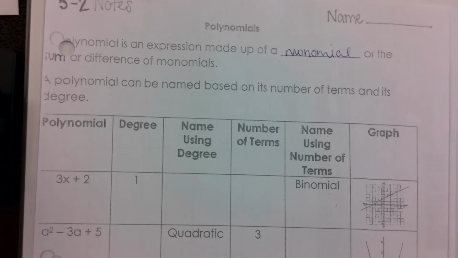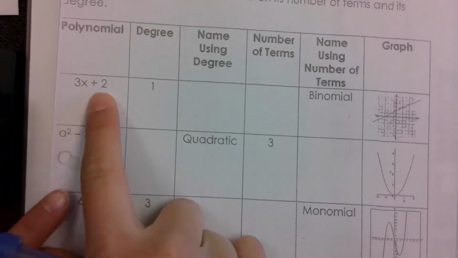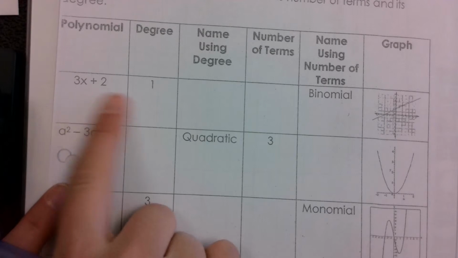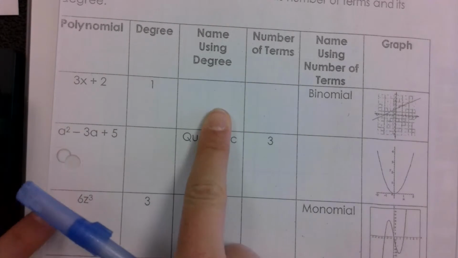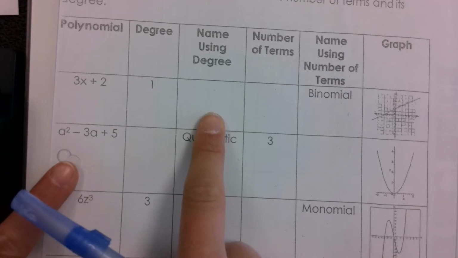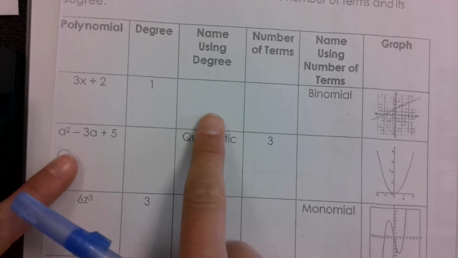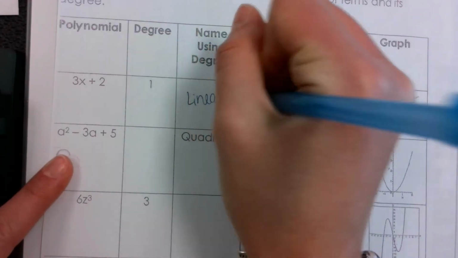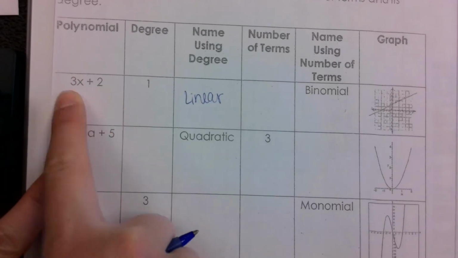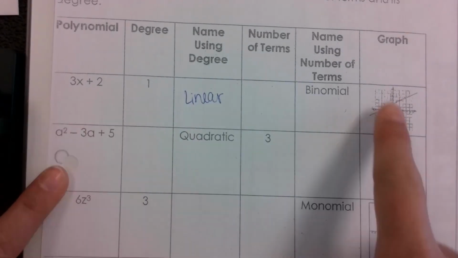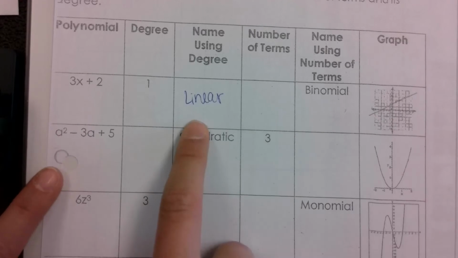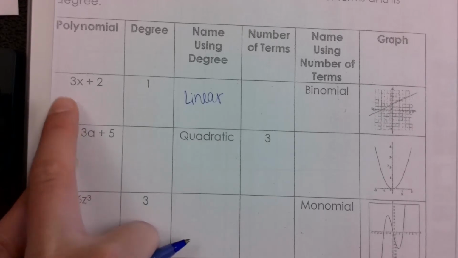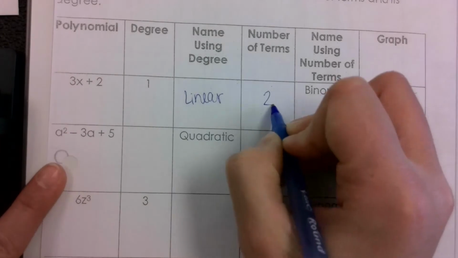Says it can be named based on its number of terms and its degree, which we already talked about. So for the first one, the degree is 1. Do y'all agree? Yes. So what would we call it, considering that it's degree 1? Linear. That means it looks like a line, right? If we were to graph this, we'd start at 2 and count your slope up 3/1, going to make a line. So that's why it's called linear. How many terms do we have here? 2. So what do we call that? Binomial. Is that okay?